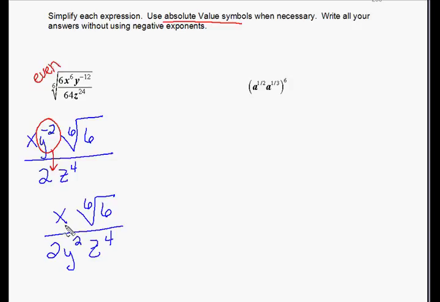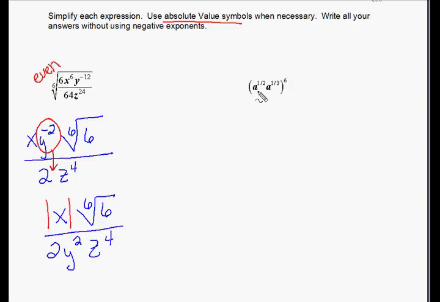So the absolute value bars are only necessary to guarantee that things are positive. The sixth root of 6 is still positive, 2 is positive, any number squared will be positive, any number raised to the 4th power will be positive, but it's this lonely x that I do not know whether or not it's positive, so I need to put in the bars to guarantee that.